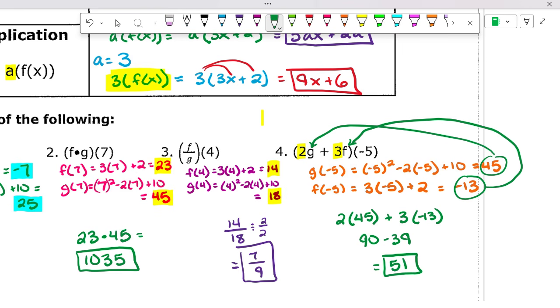So the biggest mistake I see is that people think that these two numbers are something that you have to do like plugging in wise or anything of that nature. No, you just leave those alone until after you get g of negative 5 and f of negative 5. Then you do it at the end.